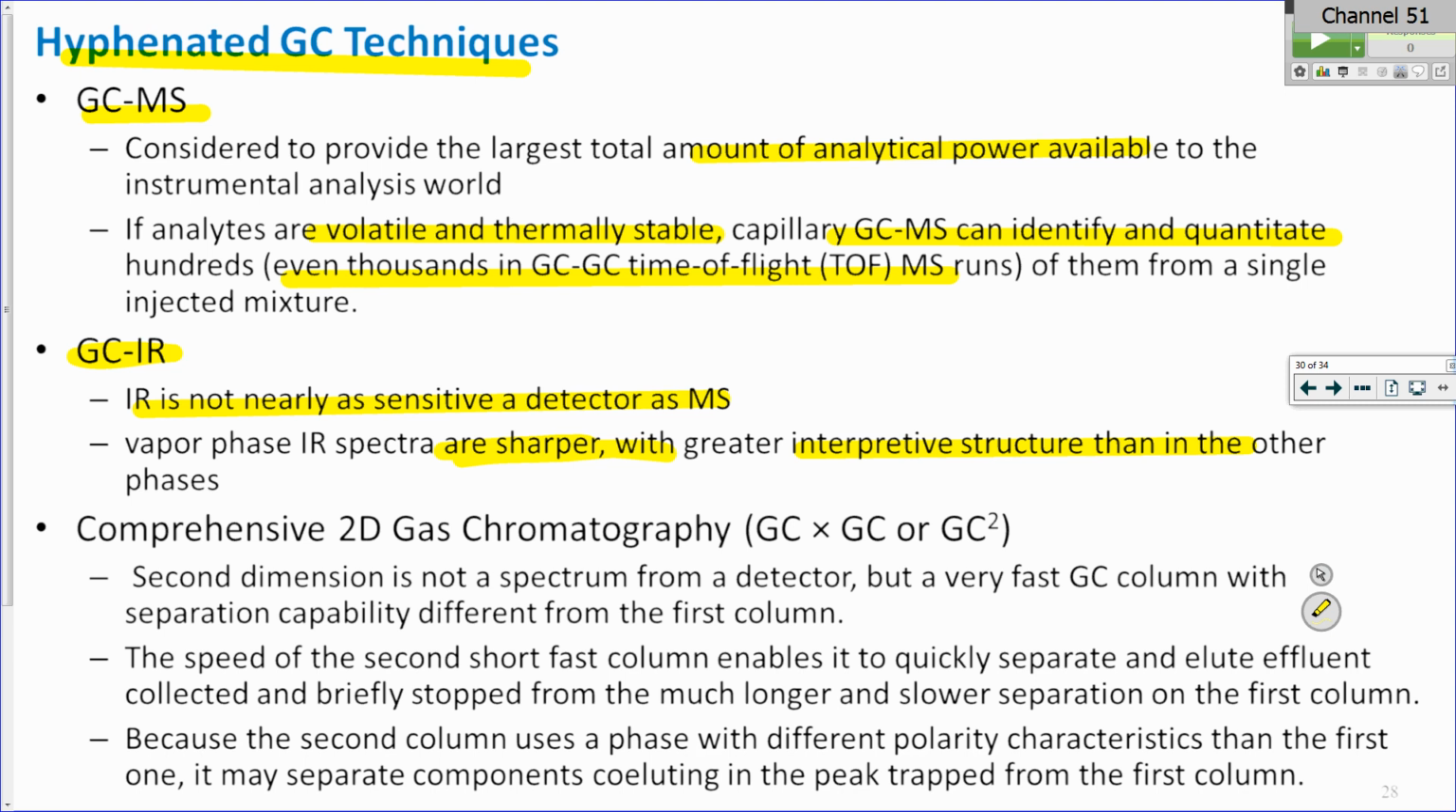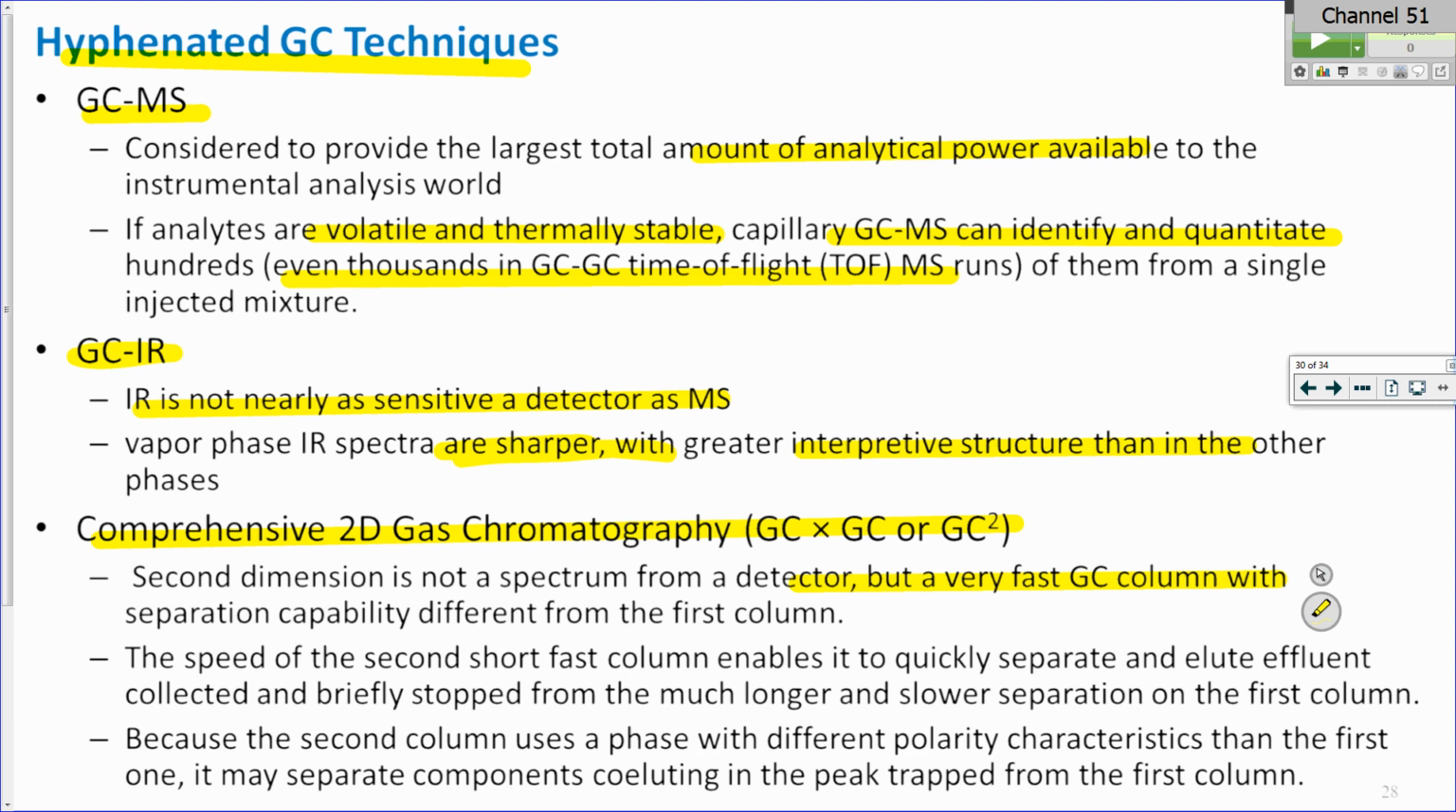Probably one of the up-and-coming technologies is two-dimensional GC or GC-GC. What happens now is the second dimension of the spectra is isolated and separated on a very, very fast GC separation.